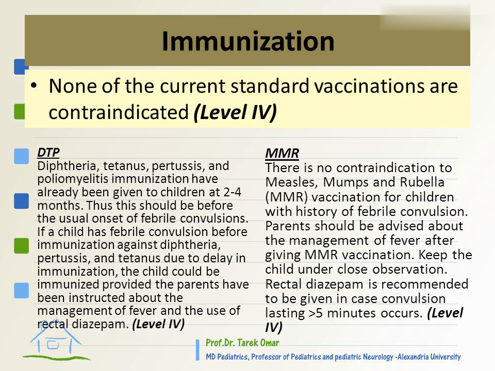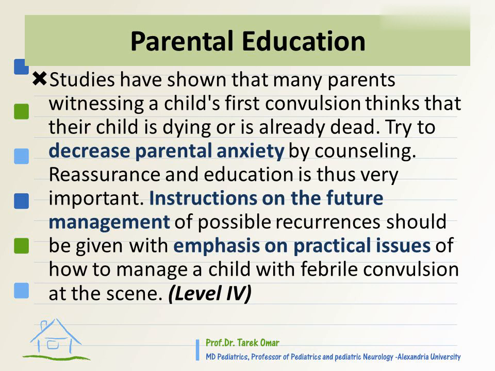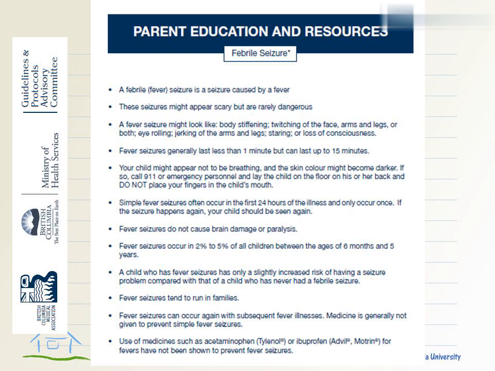Level 4. Parental education. Studies have shown that many parents witnessing a child's first convulsion think that their child is dying or is already dead. Try to decrease parental anxiety by counseling. Reassurance and education is thus very important. Instructions on the future management of possible recurrences should be given with emphasis on practical issues of how to manage a child with febrile convulsion at the scene. Level 4.